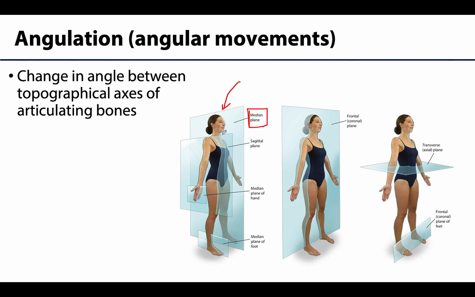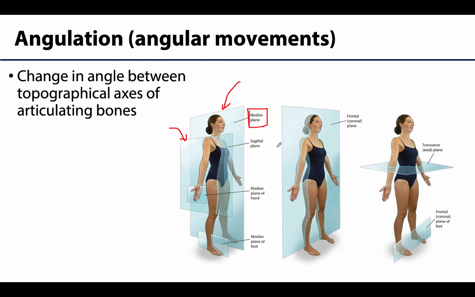Sagittal planes, which you can see being drawn right here, are similar in that they are vertical planes as well. They will pass through the body, but these will be parallel to the median plane. Sometimes that median plane is referred to as the median sagittal plane, but a sagittal plane can be on either side of the median plane, running parallel to it.